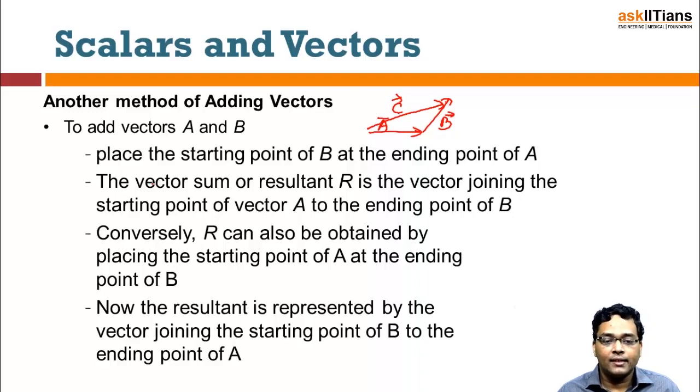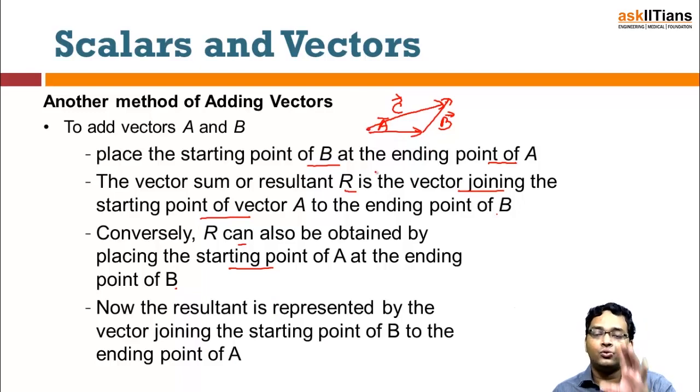This plays the same role as that of the diagonal. So in this case, let's try to understand. Place the starting point of B at the ending point of A, or vice versa. The vector sum or resultant is the vector joining the starting point of vector A to the ending point of B. Conversely, R can also be obtained by placing the starting point of A at the ending point of B. That's what I have done. Now the resultant is represented by the vector joining the starting point of B to the ending point of A. So this is how we find out the resultant. This rule is known as the triangle law of vector addition.